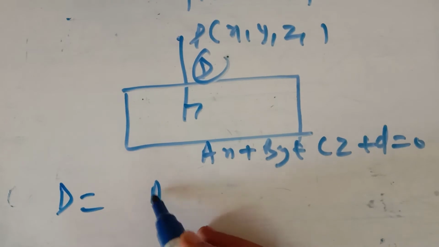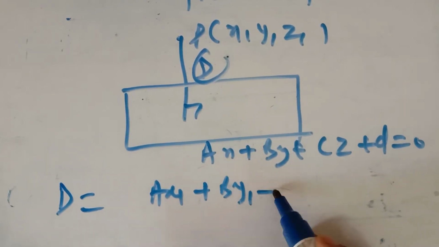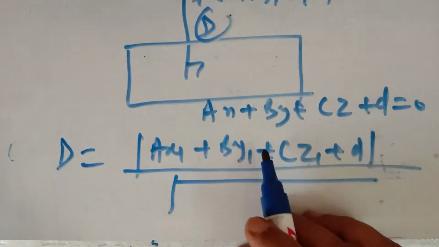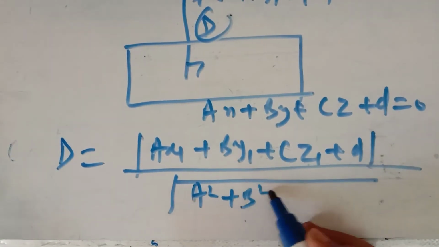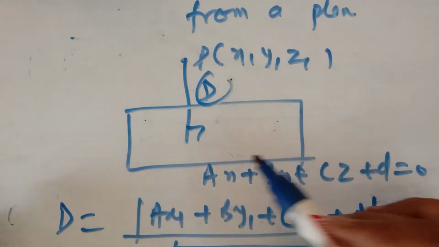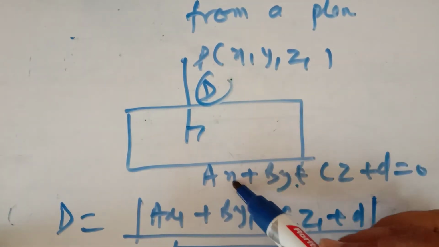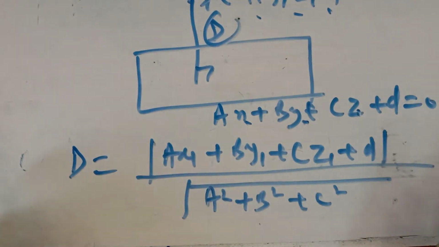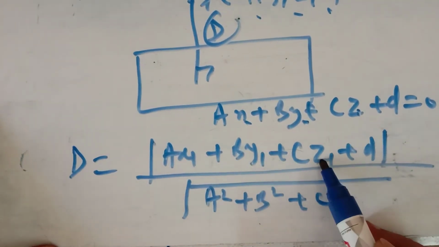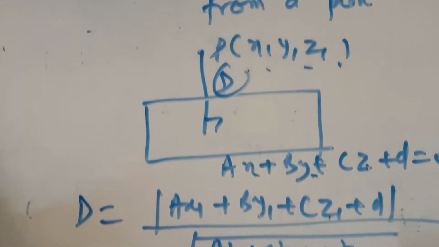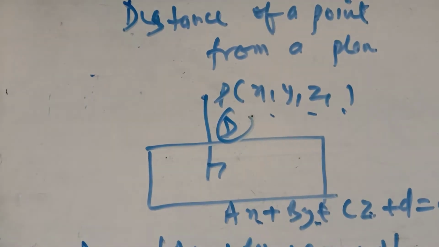Then distance d will be the modulus of ax1 plus by1 plus cz1 plus d, upon the square root of a square plus b square plus c square. This is the distance of the point from the given plane in the Cartesian form. You have to replace the values of x, y, z by the point x1, y1, z1. Now if you have to find the distance from the origin, then x1, y1, z1 will be 0. Then the distance from the origin will be modulus of d upon the square root of a square plus b square plus c square. So this is the distance of the point from the given plane in the Cartesian form.